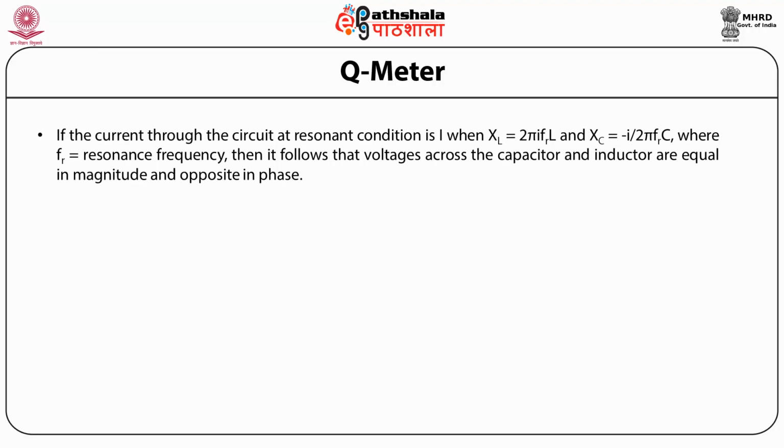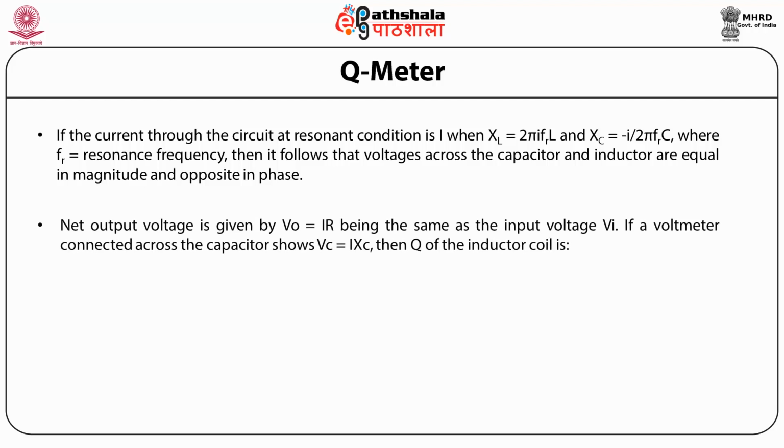If the current through the circuit at resonant condition is I, when XL is equal to 2 pi FR L and XC is equal to minus 1 by 2 pi FR C, where FR is the resonance frequency, then it follows that the voltages across the capacitor and inductor are equal in magnitude and opposite in phase. Net output voltage is given by VO is equal to IR, being the same as the input voltage VI.